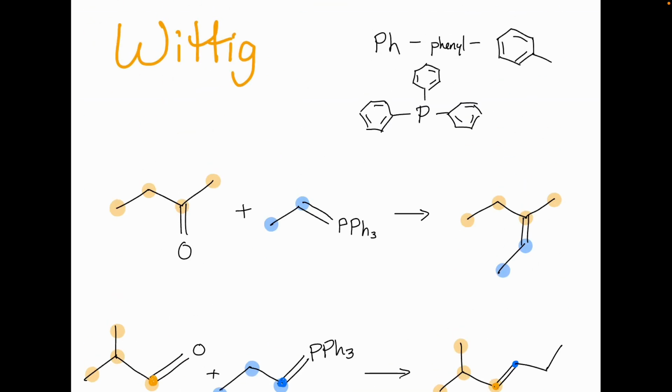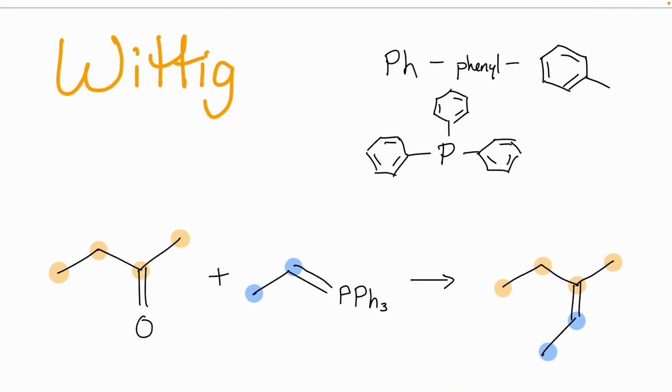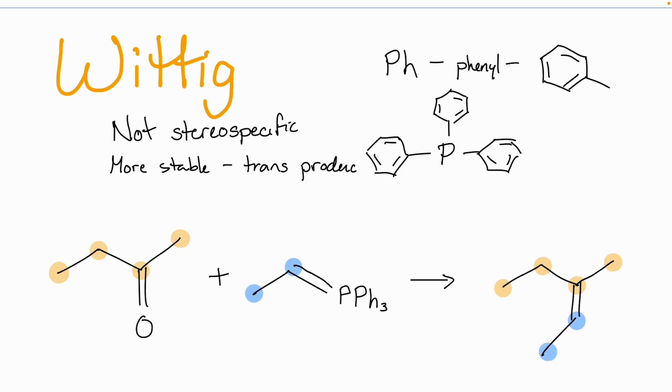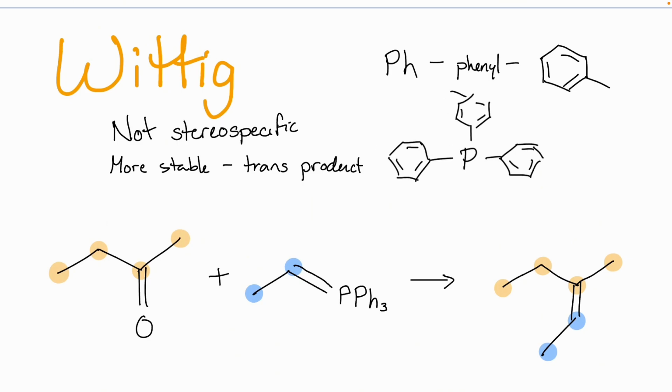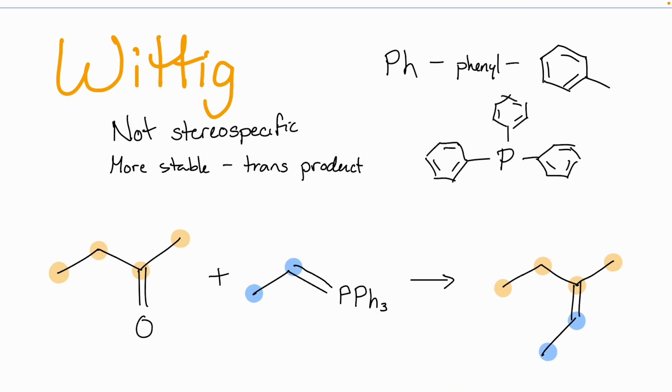All right, for our Wittig reagents, these are not stereospecific. So the more stable, i.e. the trans product, will be the major product. You will always get a mixture, but that more stable product, the one that will form due to less steric hindrance, is going to be your major product.